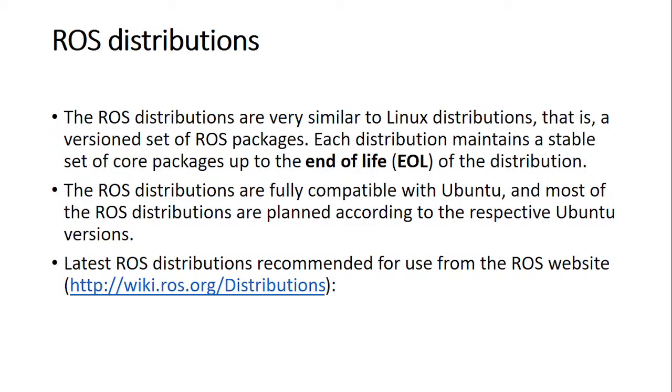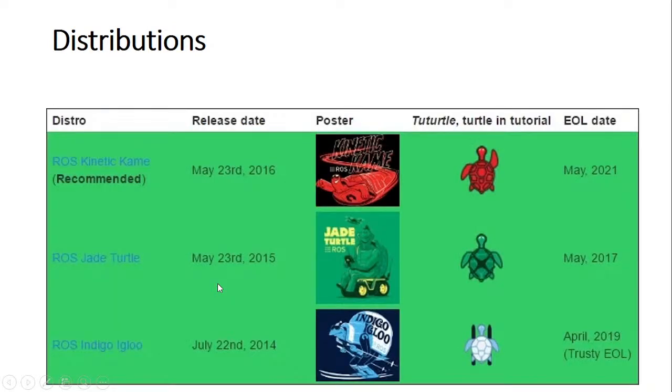The distributions are fully compatible with Ubuntu, and most of the ROS distributions are planned according to the respective Ubuntu versions. So it is mostly implemented in an Ubuntu environment, whether it is x86 architecture or ARM, 32-bit or 64-bit, whatever hardware we are using. And the latest ROS distribution is recommended for use from the ROS webpage. You can visit this website here, and you can find all the different types of distributions.